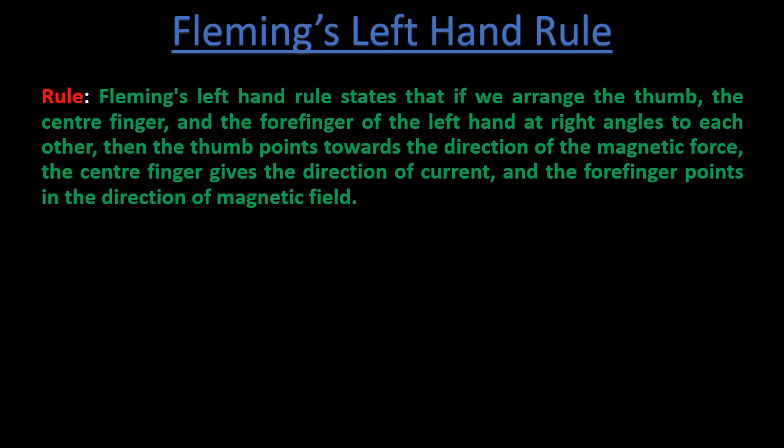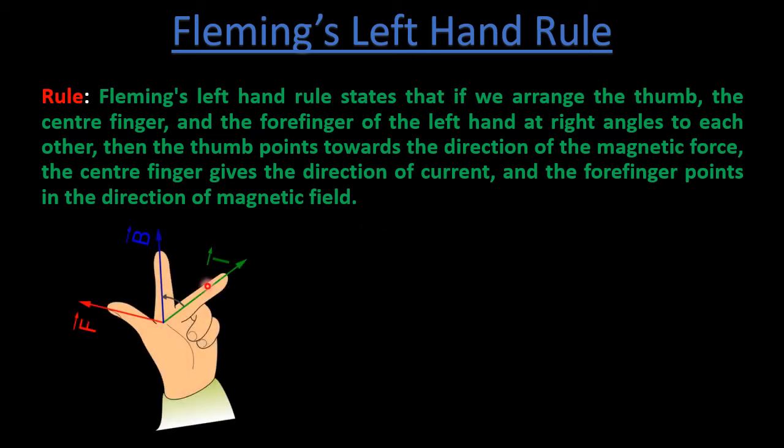Now we move on to the next topic, and the topic is Fleming's left-hand rule. According to this rule, if we arrange the thumb, the center finger and the forefinger of the left hand at right angles to each other, then the thumb points towards the direction of the magnetic force, the center finger gives the direction of the current, and the forefinger points towards the direction of the magnetic field. So Fleming's left-hand rule gives the relation between the magnetic force, the direction of the current, and the magnetic field.